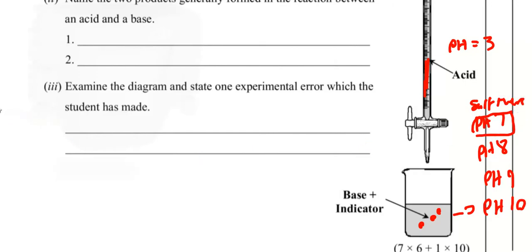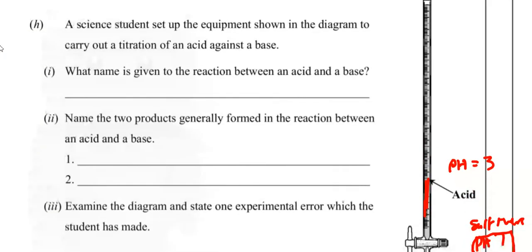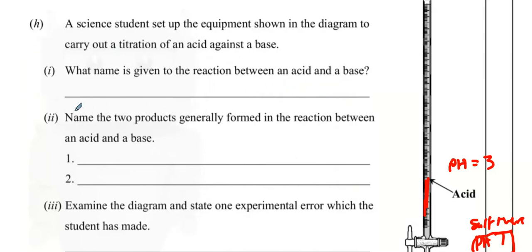Okay, so let's figure out some of these answers. What is the name of the reaction between acid and base? It's known as a neutralization reaction. Name 2 products generally formed in a reaction between acid and base. Salt, and then we have water.